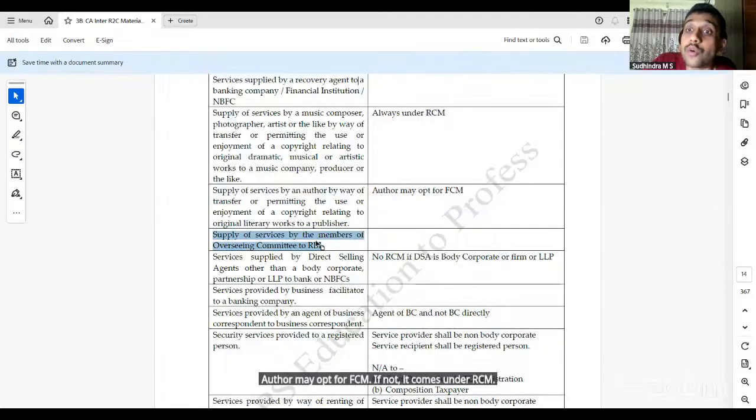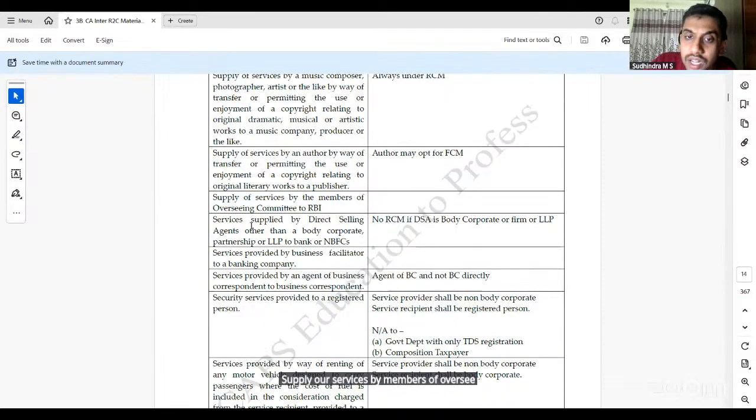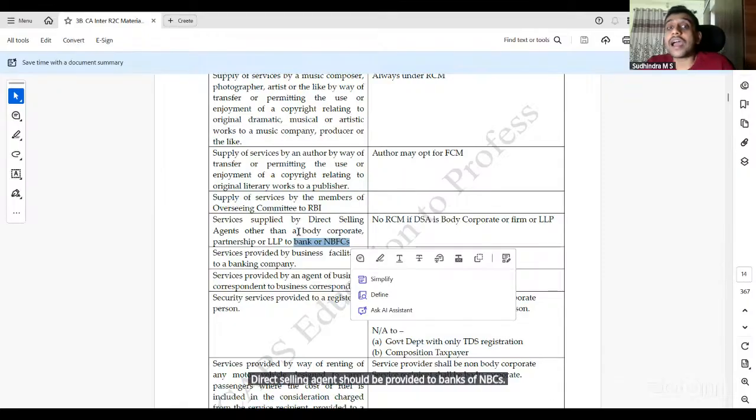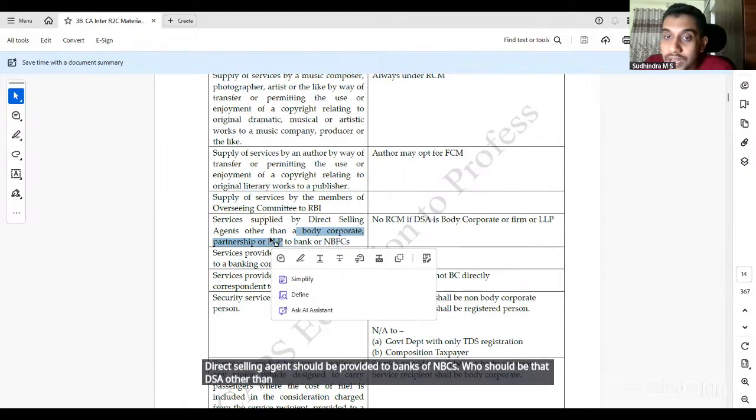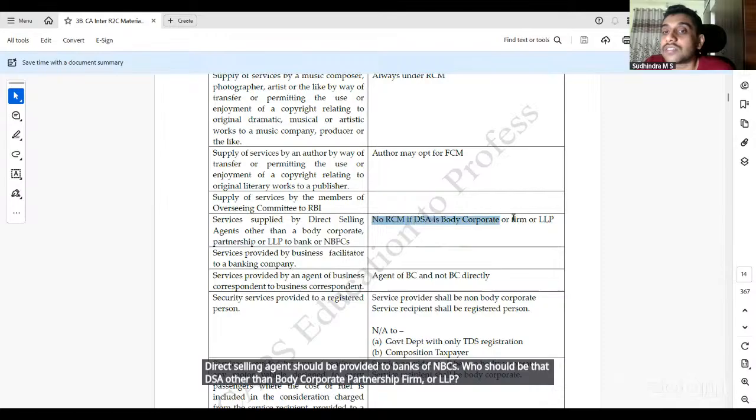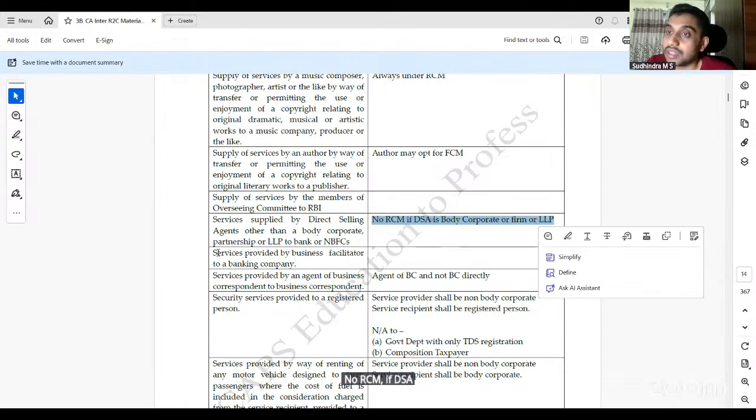Supply of services by members of the overseeing committee to RBI comes under RCM. Direct selling agent should be providing services to banks or NBFCs. The DSA should be other than a body corporate, partnership firm, or LLP. No RCM if the DSA is a body corporate or firm or LLP.